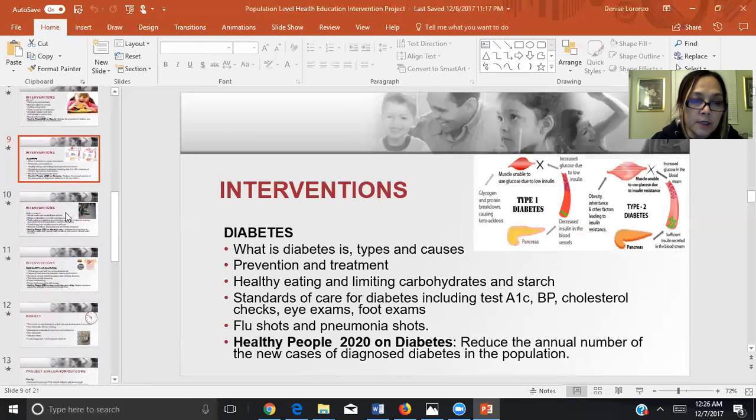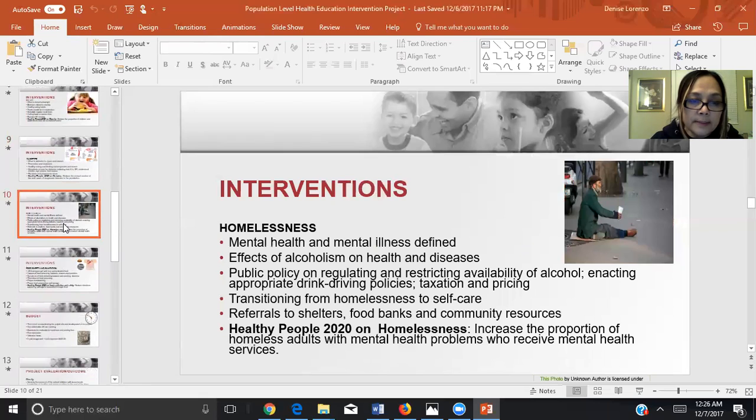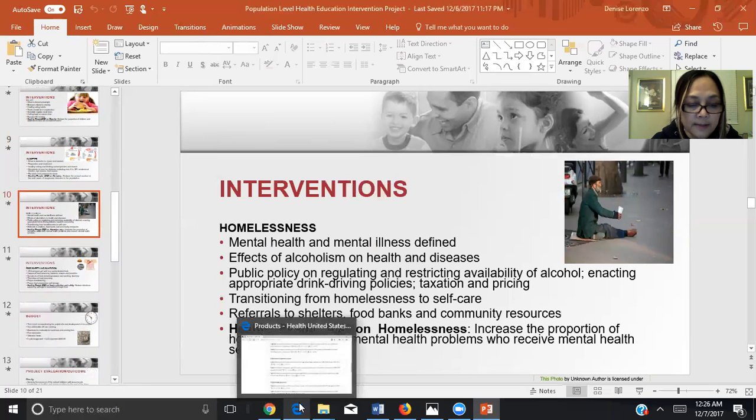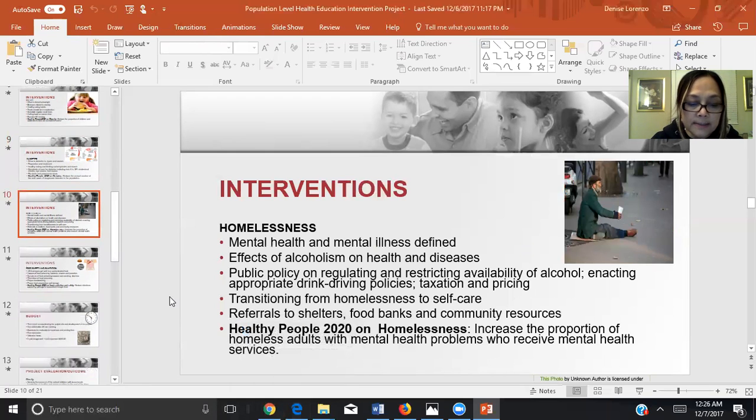The next intervention was on the topic of homelessness. The population was educated on mental health and mental illness, and the effects of alcoholism as a disease, with 3.3 million deaths every year as a result of harmful use of alcohol. They were provided ways of transitioning from homelessness to self-sufficiency and self-care.